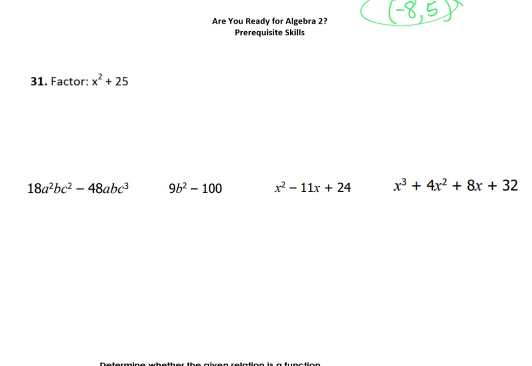Okay, this next problem is a bit of a trick question. We're being asked to factor x squared plus 25. Now, factor again, make me a multiplication problem that when multiplied out would give me x squared plus 25.